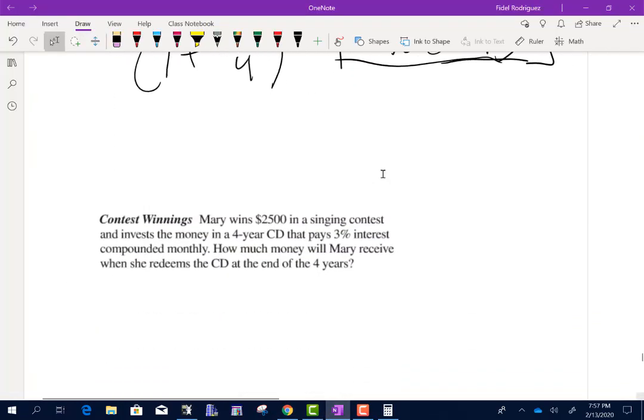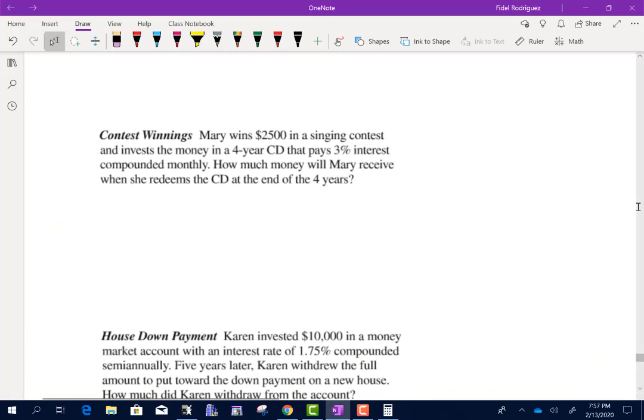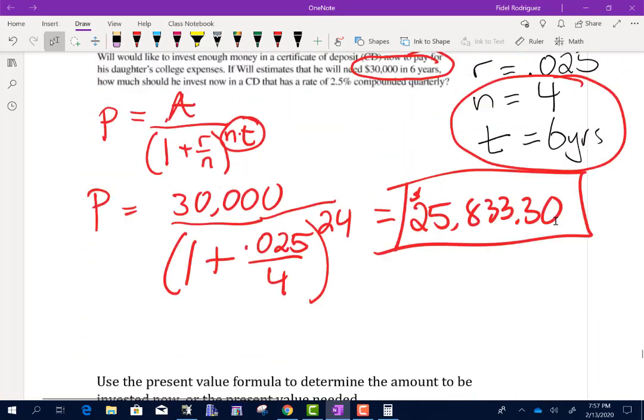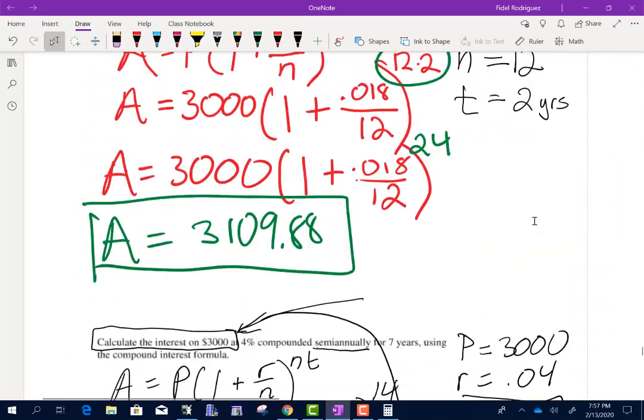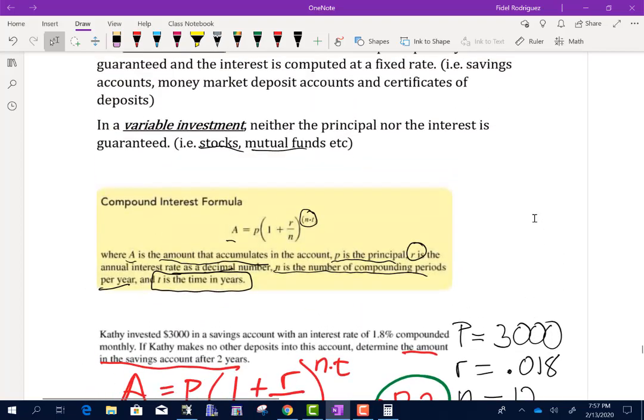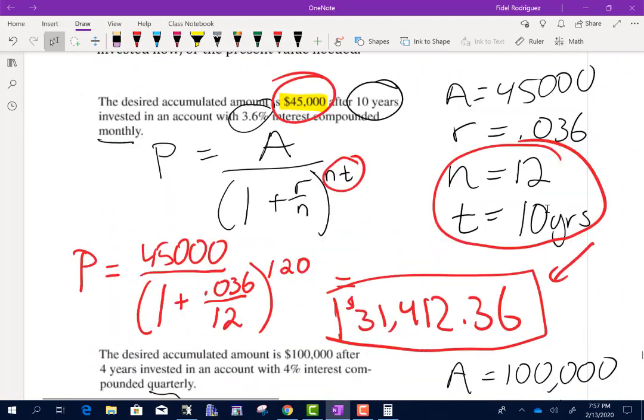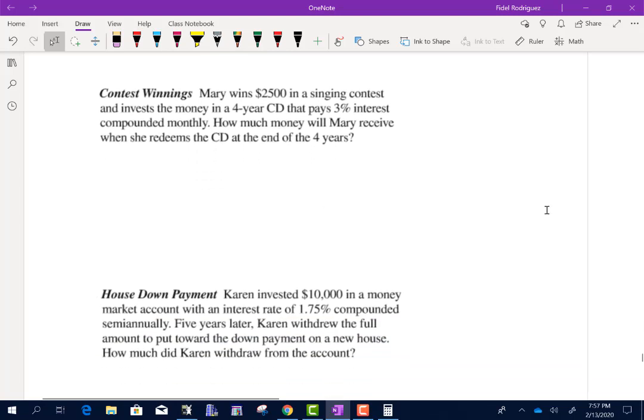All right, let's take a look at the next problem. Now, for these problems here, guys, we're going to have to figure out, are we going to be using the present value formula, or are we going to use the compound interest formula, okay? So let's take a look at this problem here.